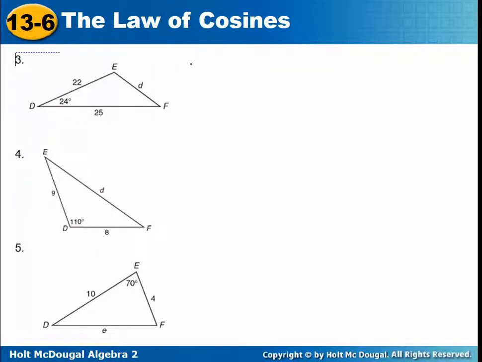All right, so now these are DEF, but that doesn't matter. Let's say that I'm going to use D. So D squared will be equal to, this is E and this is F, E squared plus F squared minus 2 times E times F times the cosine of D, which is 24.